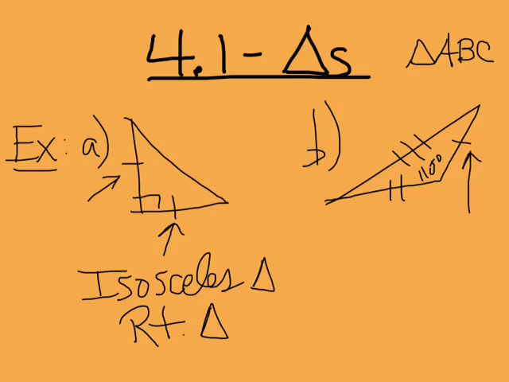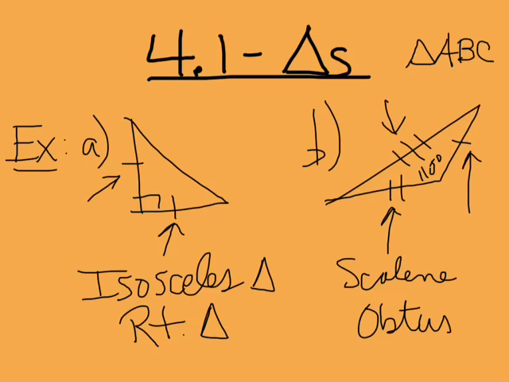On part B, notice that there's 1 mark, here's 2, and here's 3. So they're all different, so it's scalene. And the 110 degrees, that's an obtuse angle, so you're going to have an obtuse triangle. All right, that's just a review of classifying triangles.